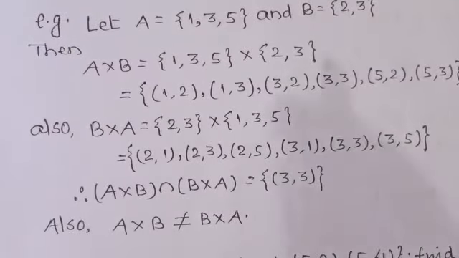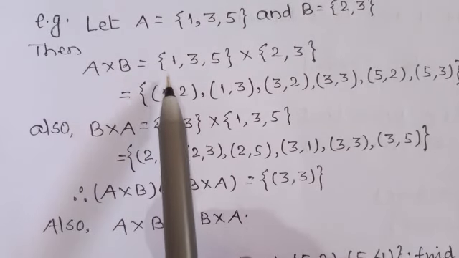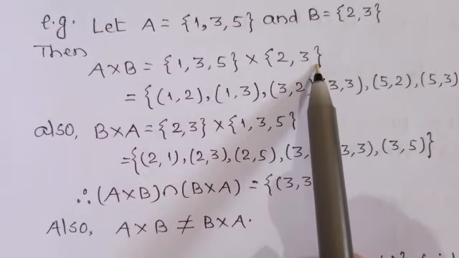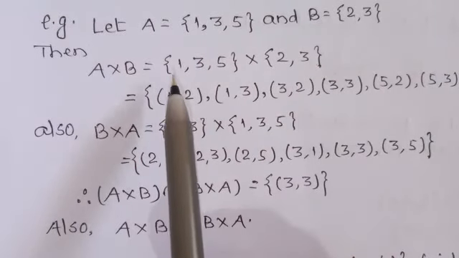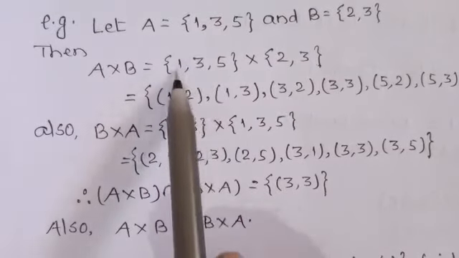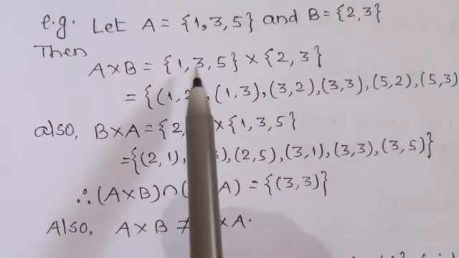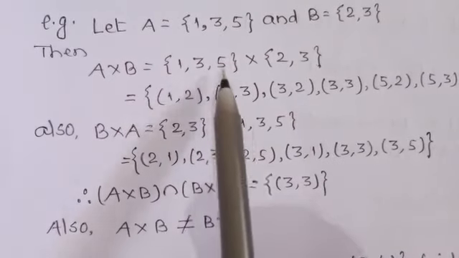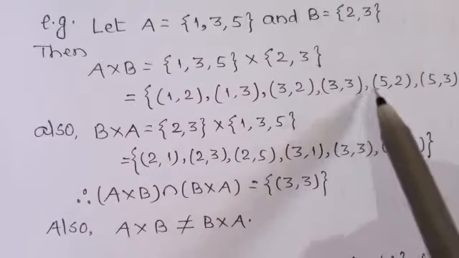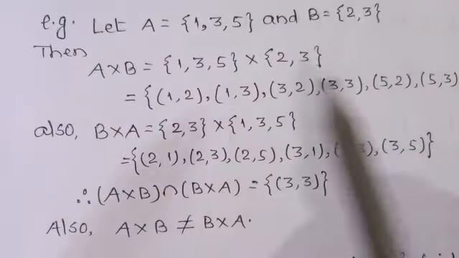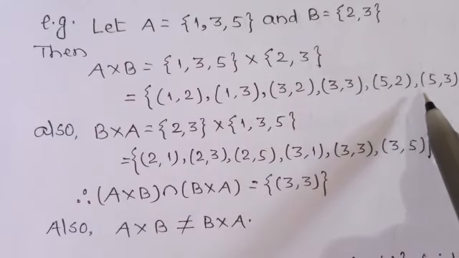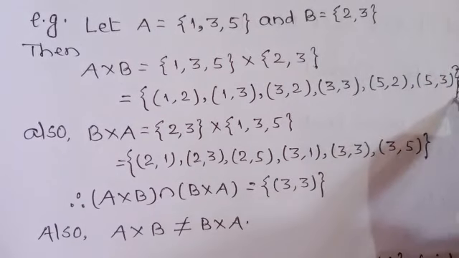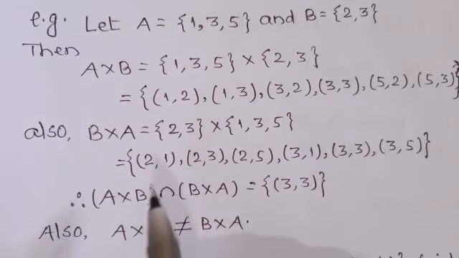Now construct A cross B. A cross B means {1, 3, 5} cross {2, 3}. Make pairs: (1, 2), (1, 3), (3, 2), (3, 3), (5, 2) and (5, 3). This is A cross B. You just put it in a block. Okay, this is a set.